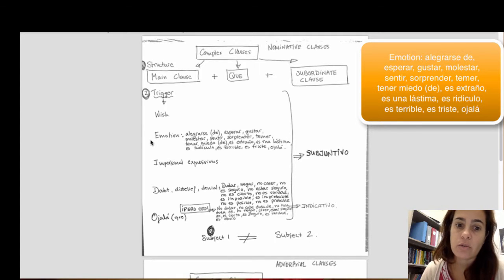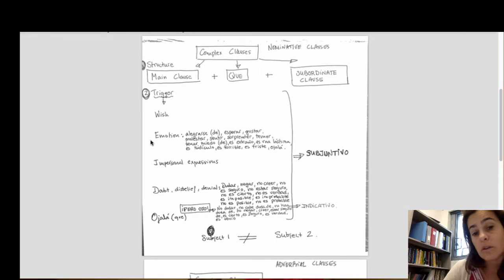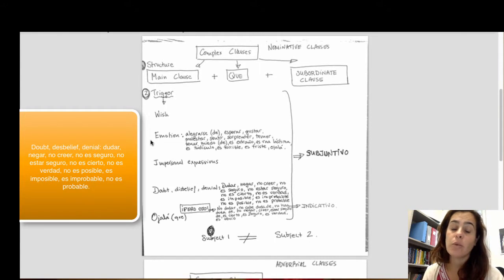Alegrarse de, esperar, gustar, molestar, sentir, sorprender, temer, tener miedo de, es extraño, es una lástima, es ridículo, es terrible, es triste y ojalá. Todas son expresiones que están en el libro. We also saw impersonal expressions. Some of the ones in emotion are actually impersonal. We saw doubt, disbelief, or denial when we express that in the main clause. Dudar, negar, no creer, no es seguro, no estar seguro, no es cierto, no es verdad, es imposible, es improbable, no es posible, no es probable.